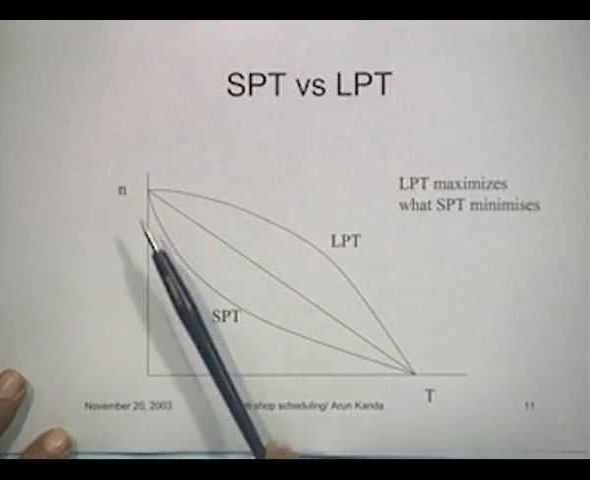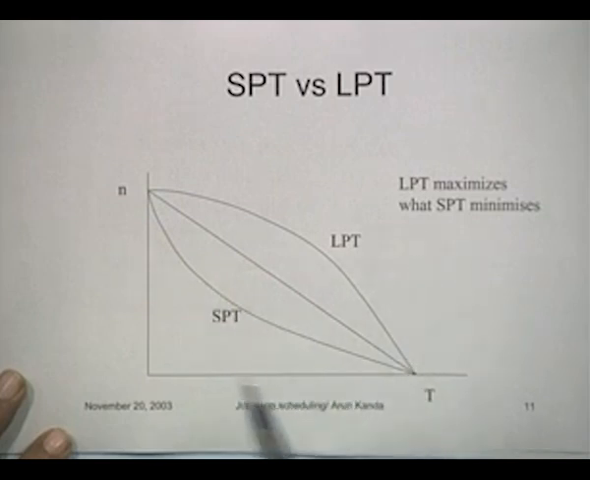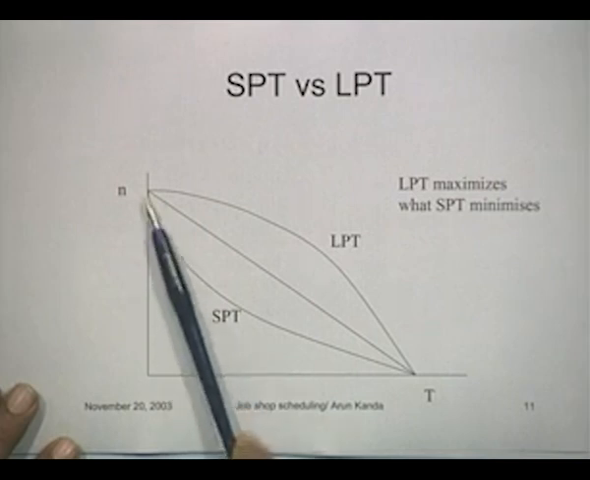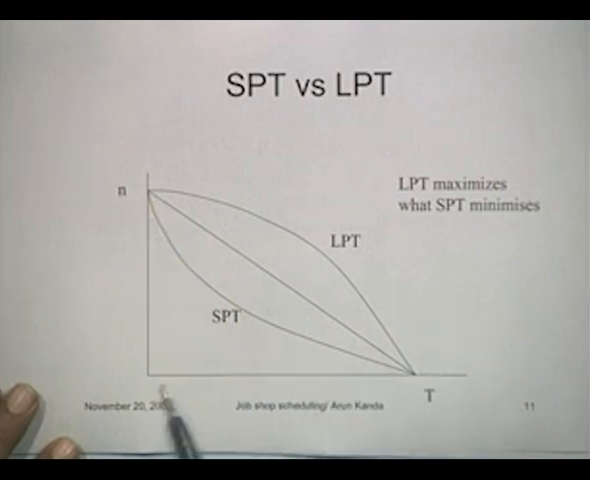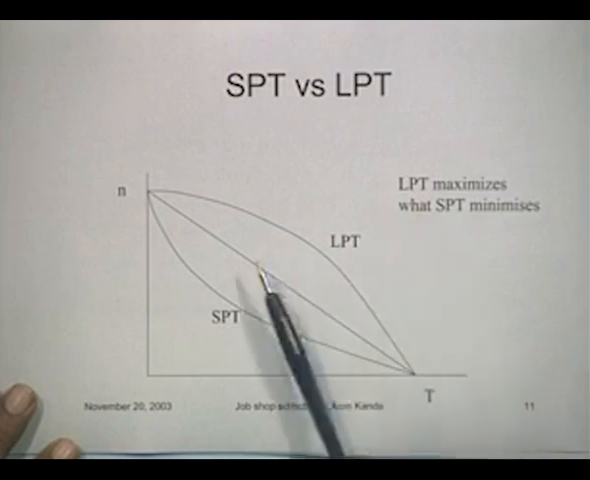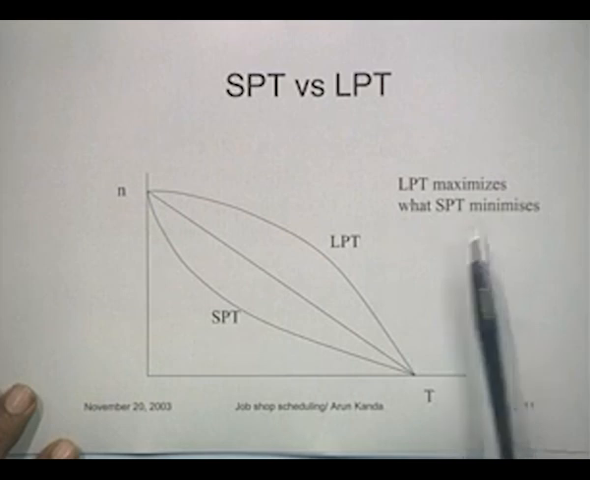Minimization of the area would mean that you should have some such curve here, and this is what the SPT rule, the shortest processing time rule, will do. That means if we use the SPT rule, we are actually trying to minimize the area under the curve as shown here. And if you use the LPT, LPT will maximize whatever the SPT minimizes.